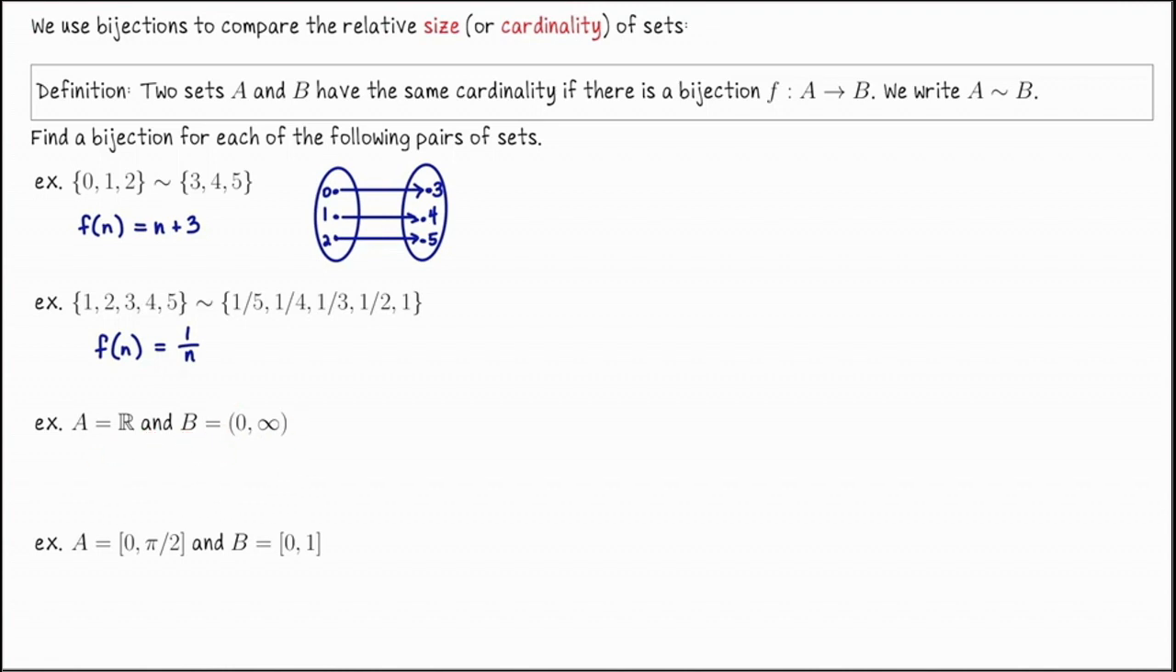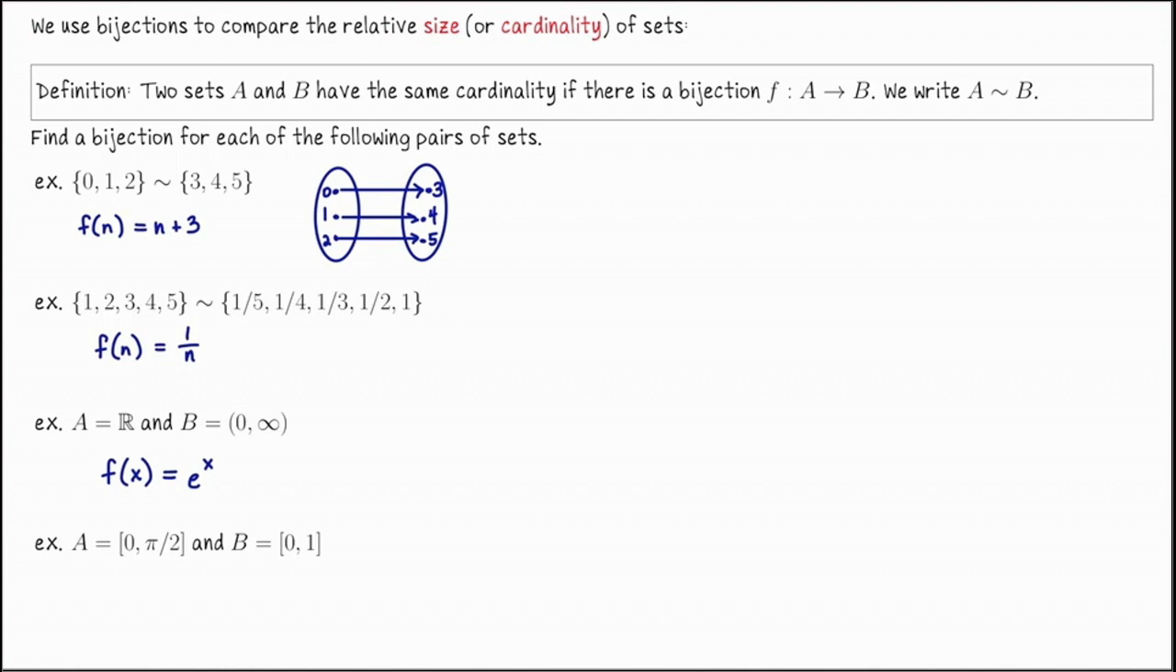But actually, these two sets have the same cardinality, so this might be the first result which is surprising. The set of real numbers has the same number of elements as the set of just positive numbers. Okay, that might be surprising, but here you have to trust your bijection. So let me write down an actual bijection. We're going to say f of x equals e to the x, the exponential function.